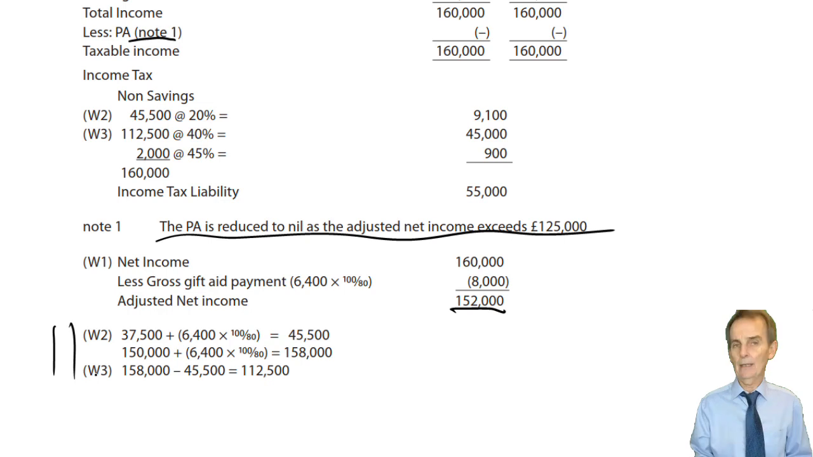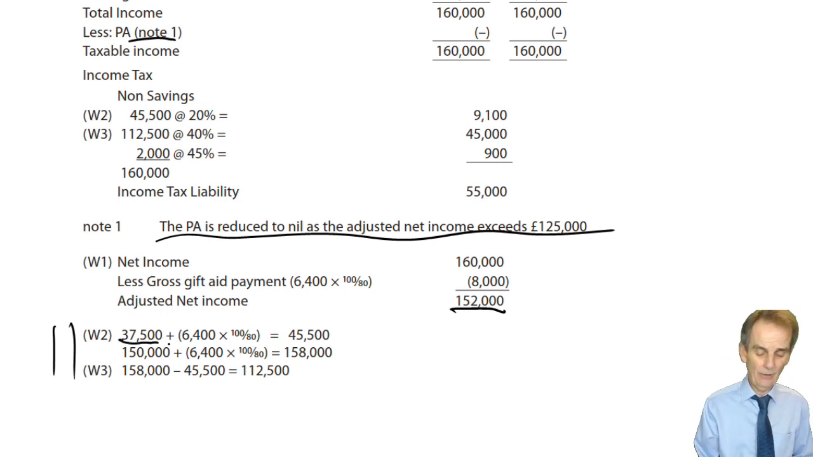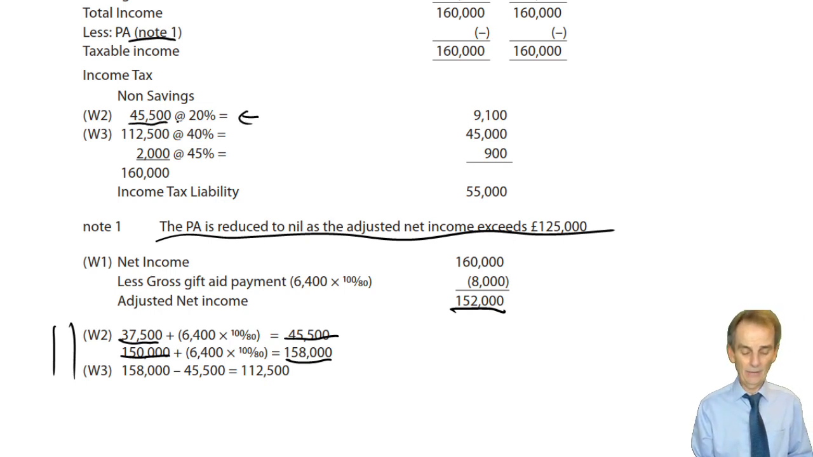Before calculating the tax liability on your taxable income, revise. Here, obviously, both the basic rate band limit and, given the level of income at 160 on this particular question, we will also revise the higher rate band limit. So what was 37.5 was increased by 8,000 to 45,500. What was 150,000 increased by the gross amount of 8,000 is 158. So there is your basic rate band figure, 45,500.